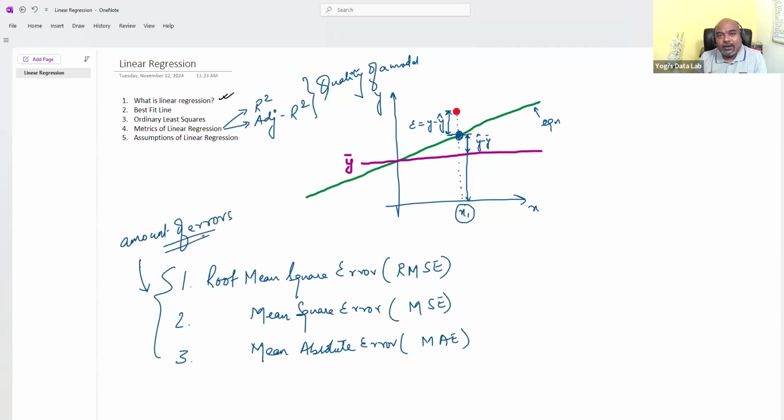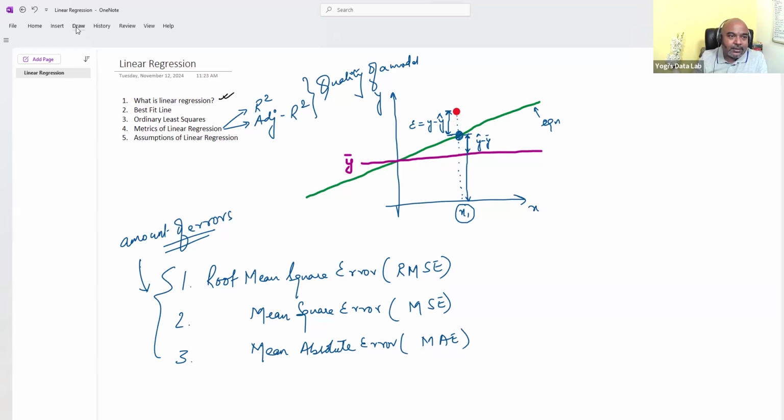We'll always want that the amount of errors in any model should be low and the R square and the adjusted R square should be high. Why? Because we want to predict more of the variation in the data and have a lesser amount of errors. So these metrics which you see here, RMSE, MSE and MAE, they always have to be low in number, while R square and adjusted R square should be high in number.